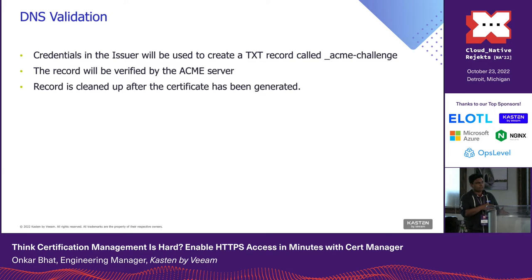So, DNS validation. In order to do this, Cert-manager has to create a DNS record named _acme-challenge. Once that's done, the CA will verify the contents of that record. And if it's successfully verified, that means the agent has proved that it is the controller of the domain. So this is another form of validation, but instead of HTTP-based validation, here we're using DNS records. And the record gets cleaned up after the verification is done.